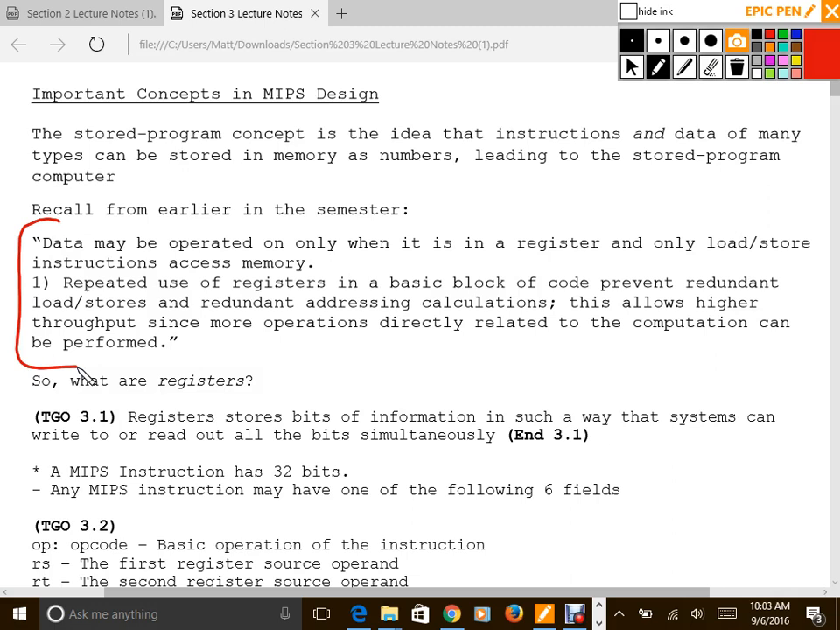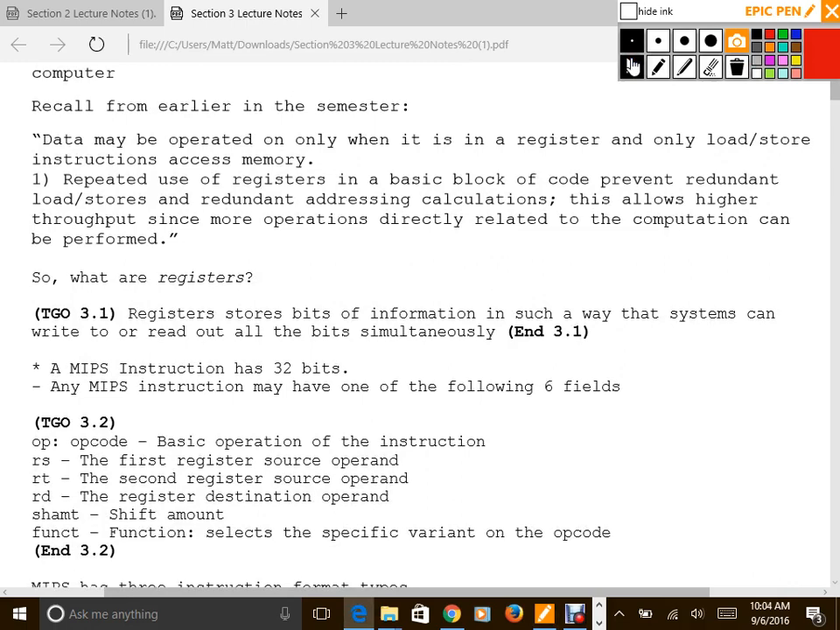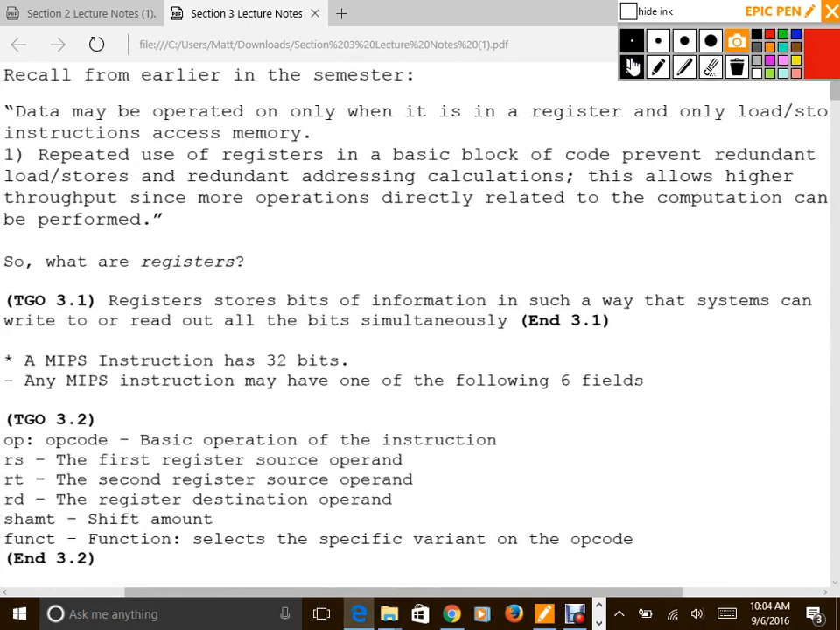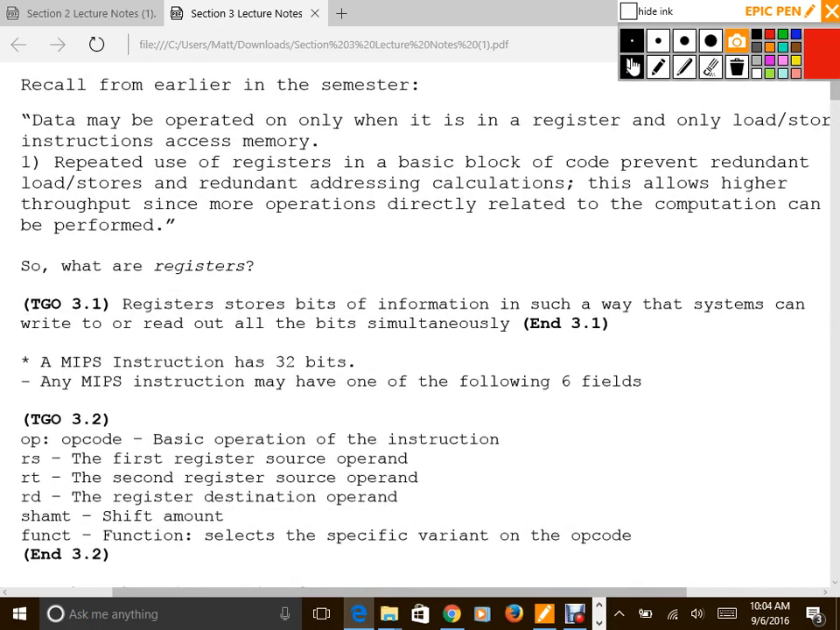So TGO 3.1 is to answer a question that probably a lot of you have, which is what exactly is a register? Registers store bits of information in such a way that systems can write to or read out all of the bits simultaneously.